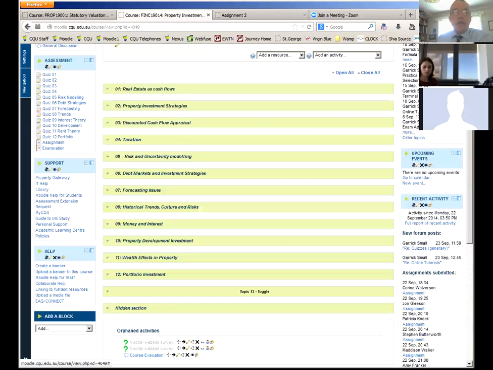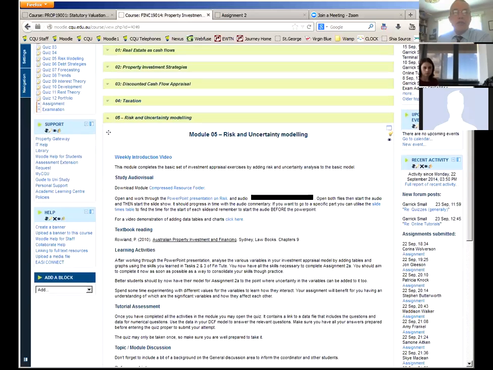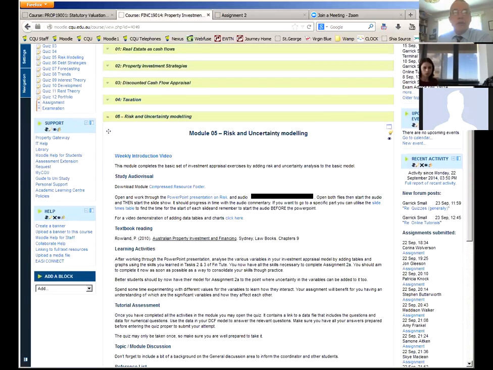So we've got basic DCF untaxed in module 3. We've got adding taxation in module 4. Looking at risk and uncertainty in module 5. And here the real core activity is looking at the question of risk and also then adding in graphs and tables. So again, that's primarily skills, although we're starting to look at this whole question of risk and considering risk.